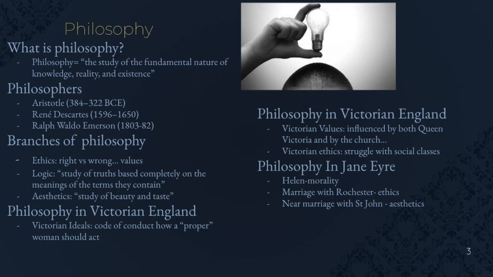In addition, another example of ethics can be seen when Jane finds out Rochester is married to another woman and refuses to marry him at first because it is seen as adultery, which is ethically wrong during the time. Another example that can be seen is with one of the branches of philosophy, aesthetics, and Jane's near marriage with St.